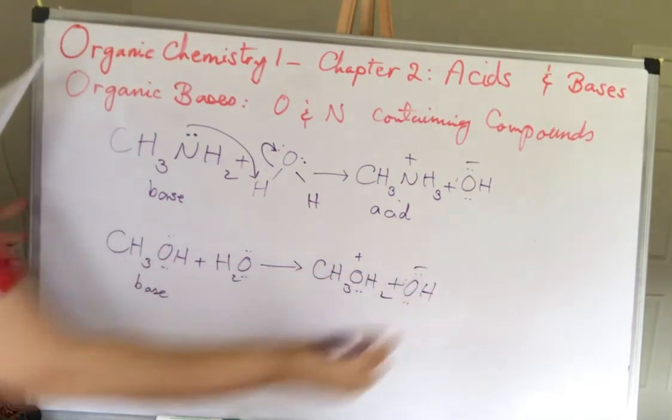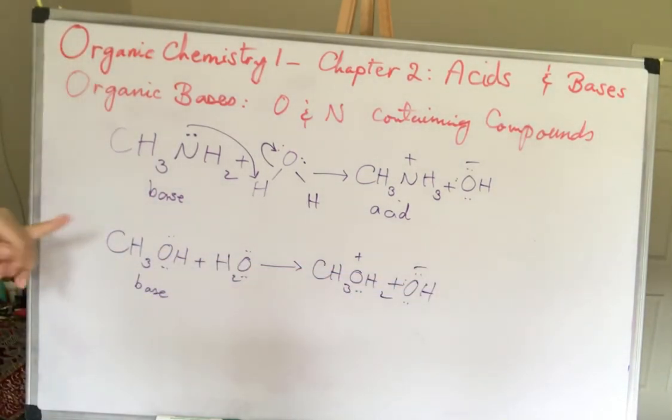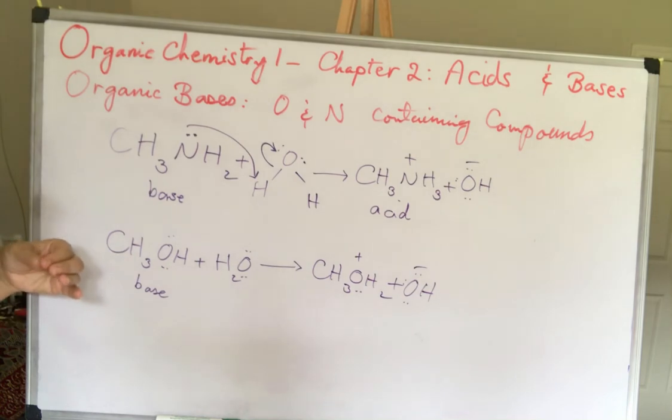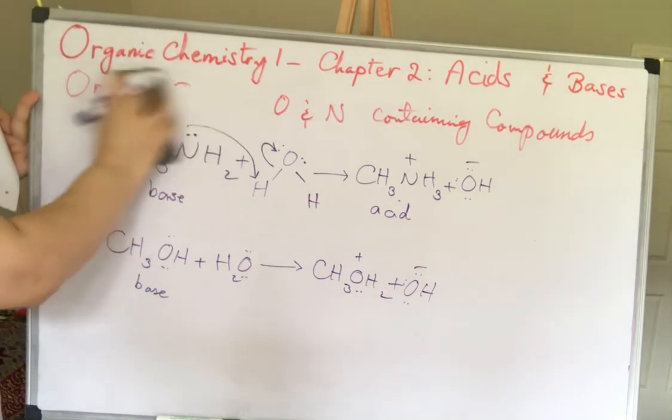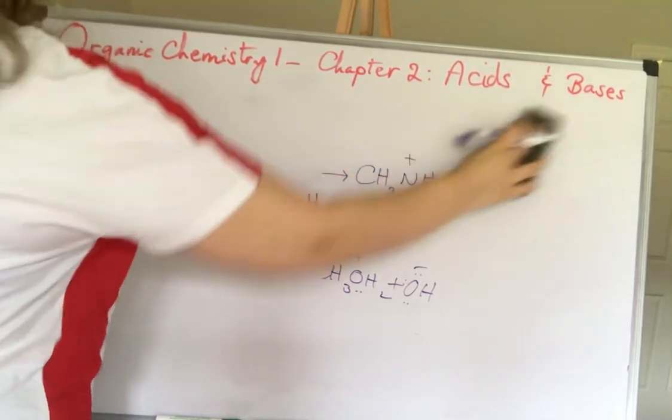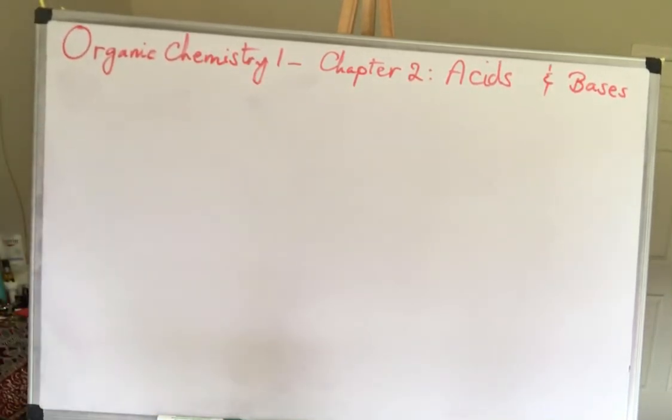And you just saw when we were talking about organic acids that alcohols can also act as acids. So both nitrogen containing compounds and oxygen containing compounds can act as acids and bases depending on what they are reacting with. Now, we learned about these two categories of acids and bases in organic chemistry. It's time to know about the factors that affect the acidity of organic compounds.